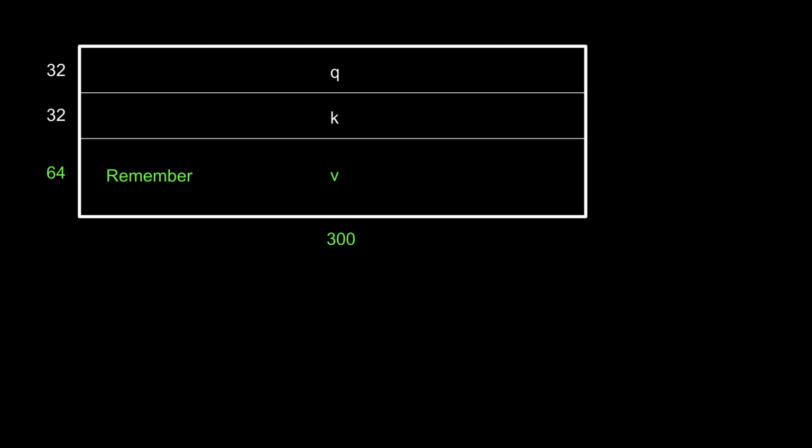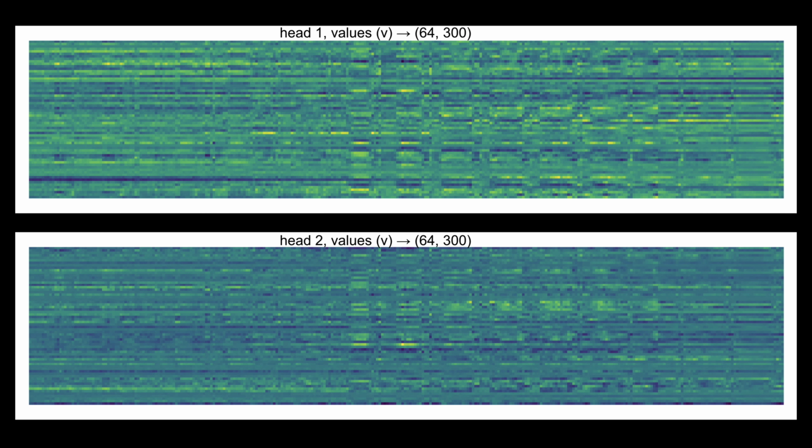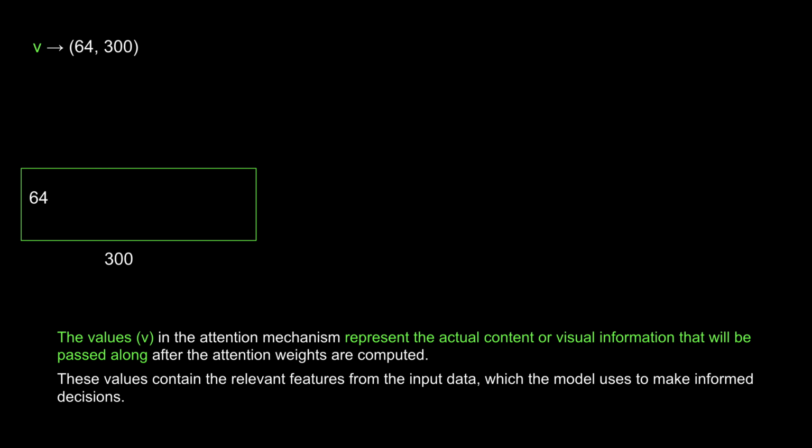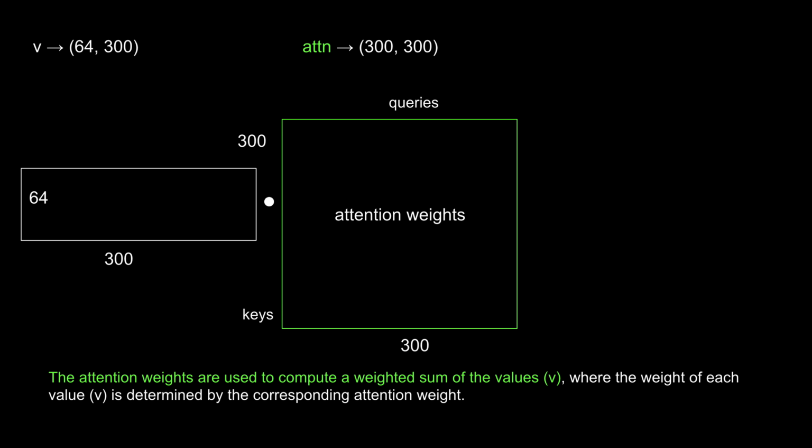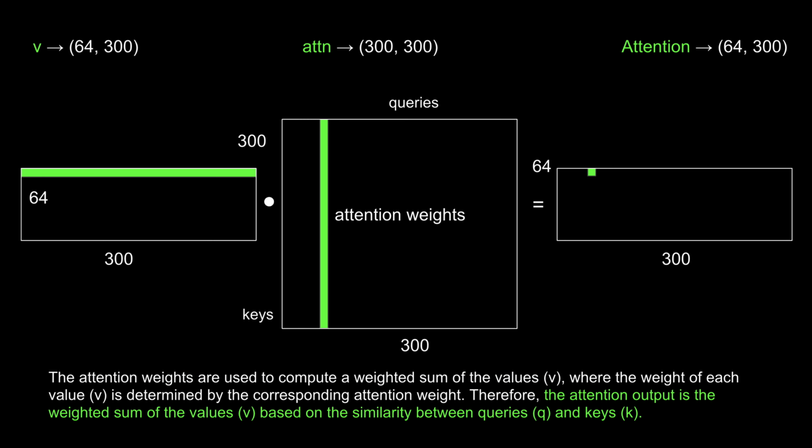Remember those 64 by 300 values we saw earlier? We'll need them again now, and we can quickly visualize them here again for both heads. In the attention mechanism, the values V represent the actual content or visual information that will be passed along after the attention weights are computed. These values contain the relevant features from the input data, which the model uses to make informed decisions. The attention weights we calculated earlier are used to compute a weighted sum of these values. Therefore, the attention output is the weighted sum of the values, based on the similarity between the queries and keys. As a result, we get a 64 by 300 matrix.